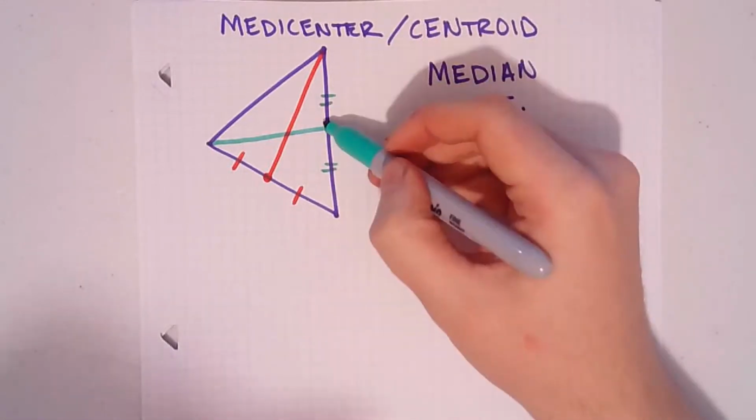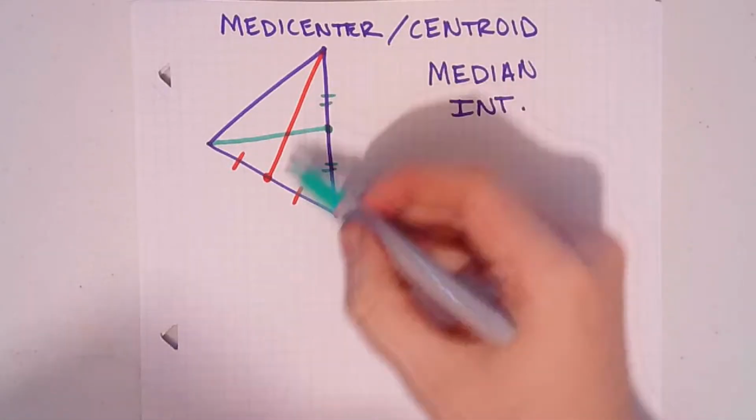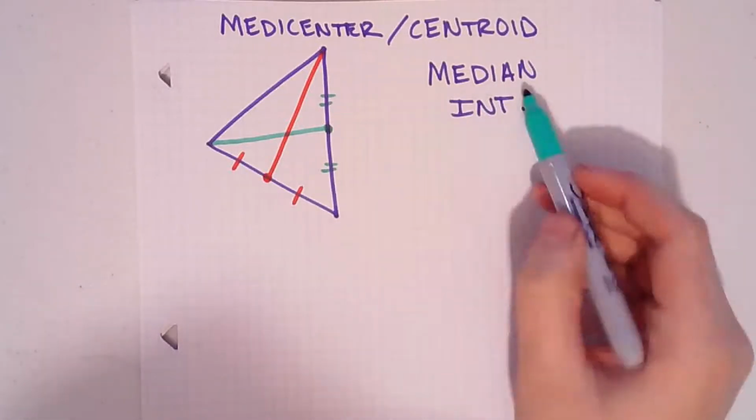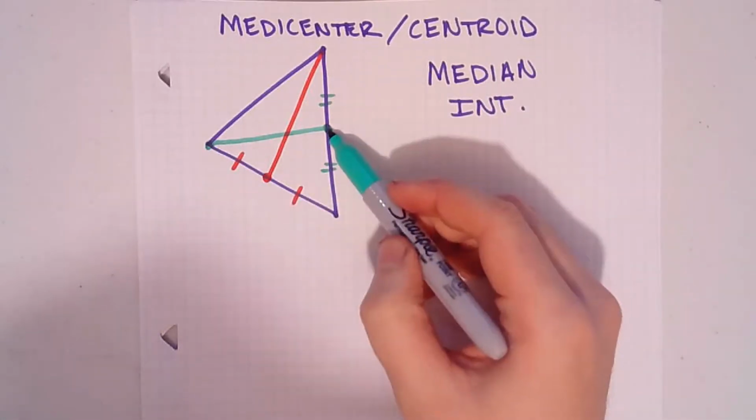Again, we're not worried about the angle here. It is not necessarily 90, even though it sort of looks close to it. The key is that it cuts this side in half. That's what a median is. It connects the vertex to the midpoint of the opposite side.